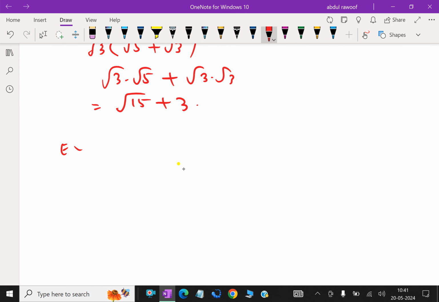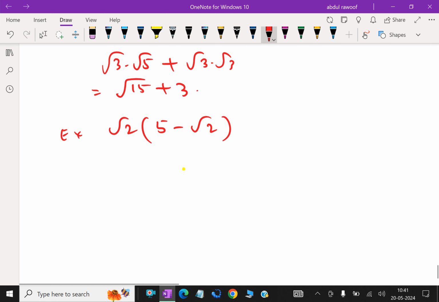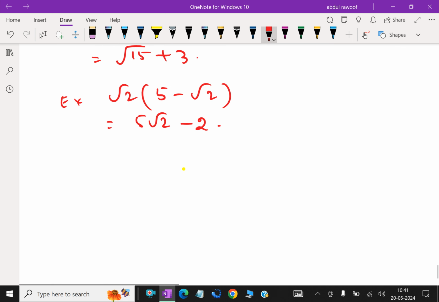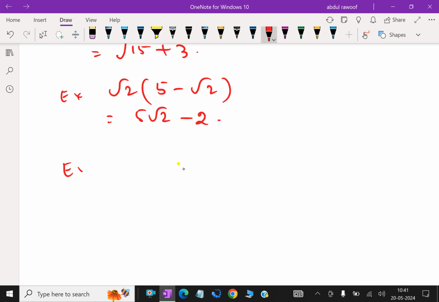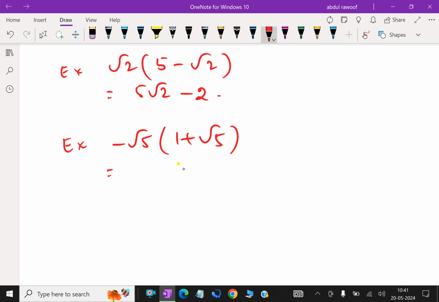Next example, root 2 into 5 minus root 2. Here 5 into root 2 is 5 root 2, minus root 2 into root 2 is 2. Next, minus root 5 into 1 plus root 5: 1 into root 5 is root 5, that is minus root 5. Root 5 into root 5 is 5, that is minus 5.